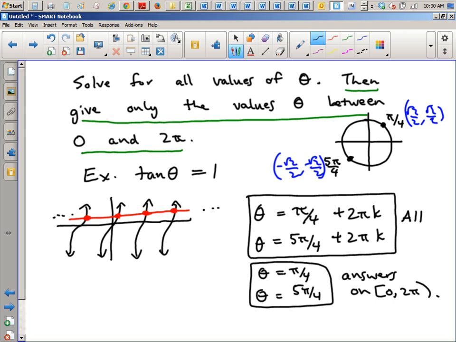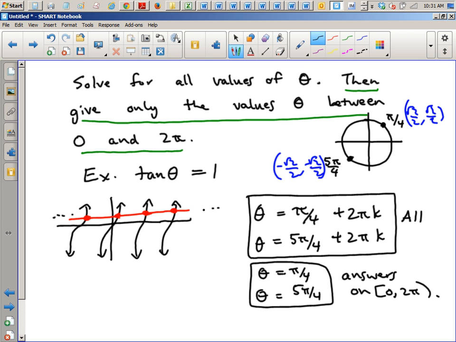Okay, now some students are very clever. And they'll say, Mr. Shore, why are you doing 45 plus 360 and 225 plus 360? Why not just call it 45 plus 180? Why not just go like 45 plus 180k? Because then that would be 45 plus 180, 45 plus 180 two times. So some people like to compress these two into one simpler answer, pi over 4 plus 180k. That just means pi over 4 plus every half turn from that point on.